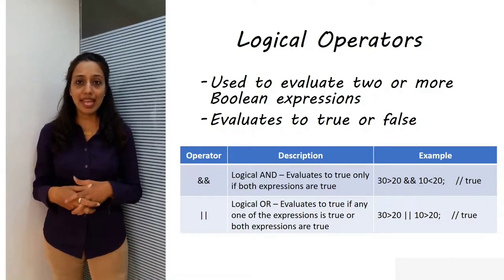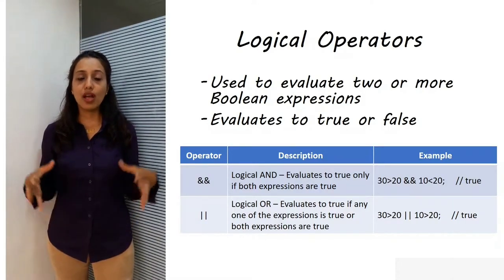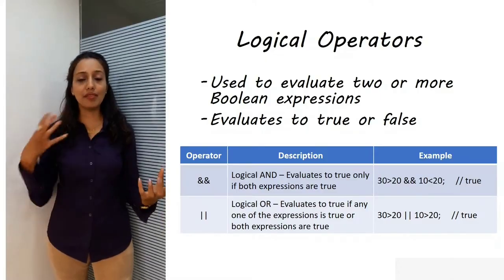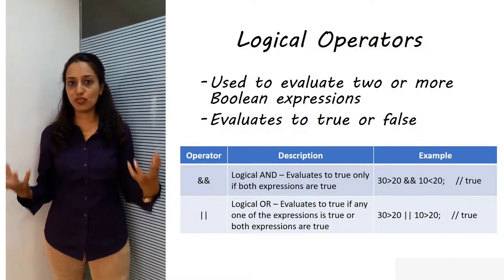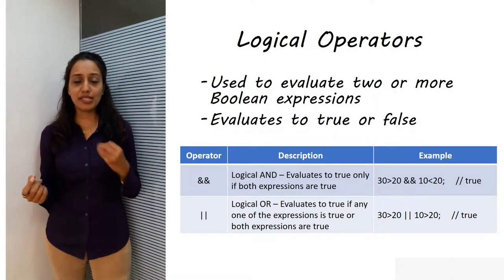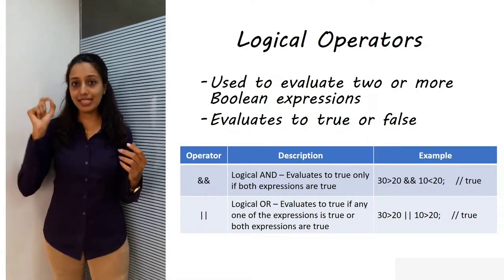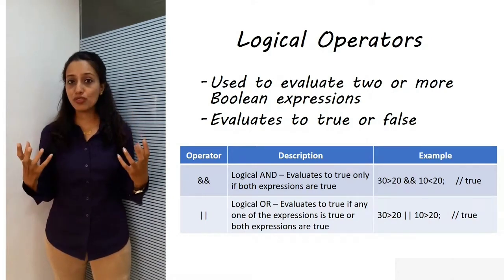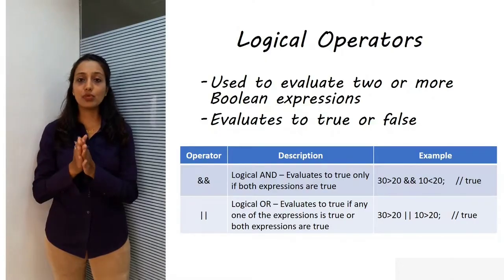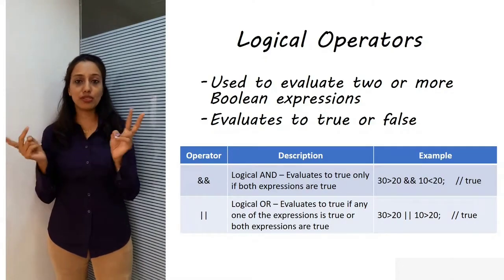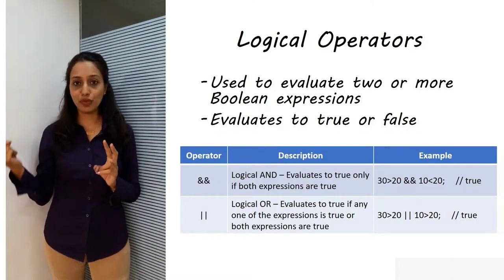Now this logical and will return true only if both the left and the right Boolean expressions return true. For example, if you are saying is 30 greater than 20, which is true, and is 10 less than 20, which is also true, then the combined result will be true. If either of them returns false, then ampersand will return false.